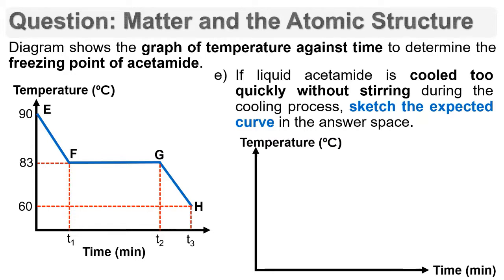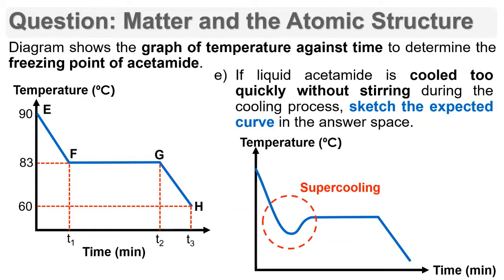As it is a cooling curve, the curve will be quite similar to the one that was given in the question. To obtain the correct curve, we must know what will happen if liquid acetamide is cooled too quickly without stirring. When this happens, supercooling occurs. Temperature will drop lower than the freezing point and increase back to its freezing point. Supercooling is a condition where liquid is cooled below its freezing point without becoming solid.